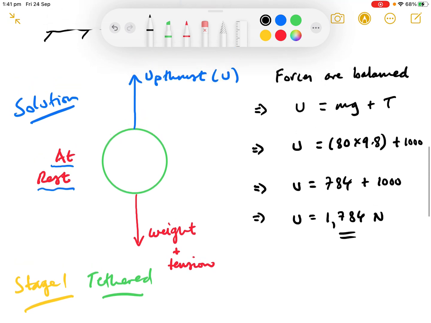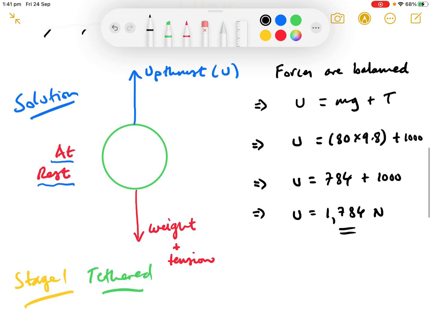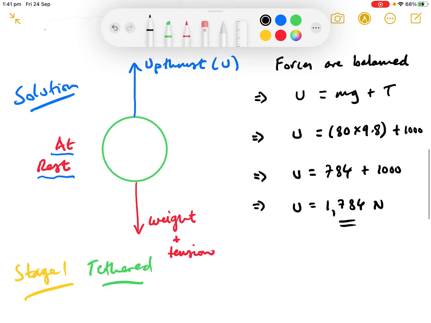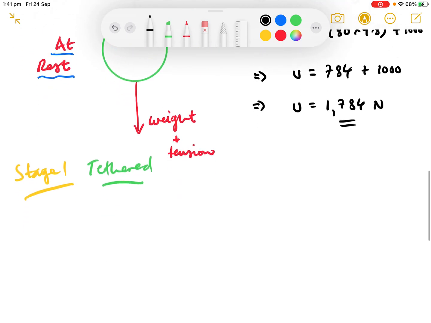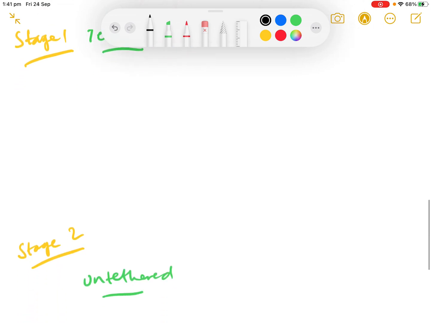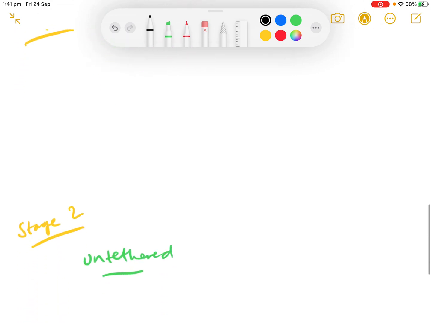Now we're not finished yet because we actually want to get the acceleration. So we now need to move on to stage 2, which is the scenario whereby the rope has snapped. So we need to draw the untethered situation now, and that's the free body diagram, that is. So that will be this.